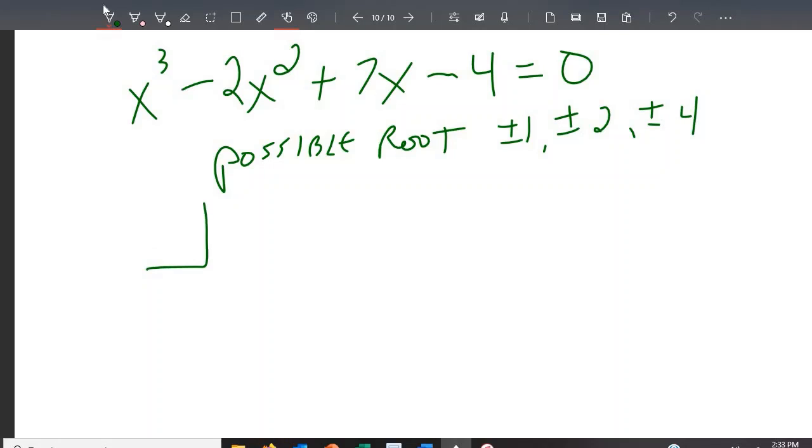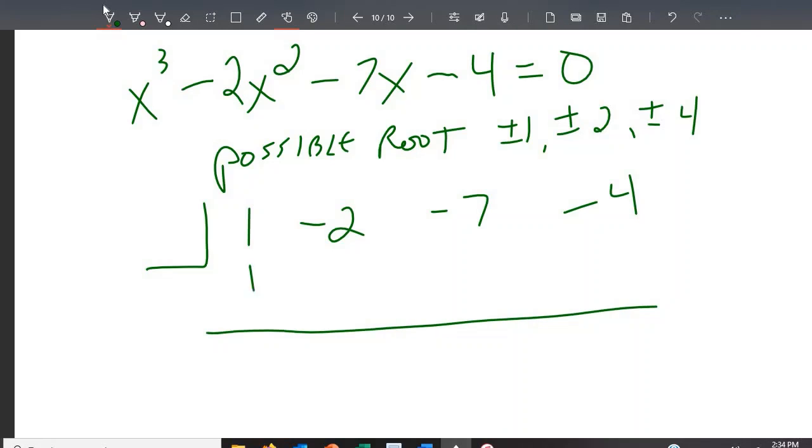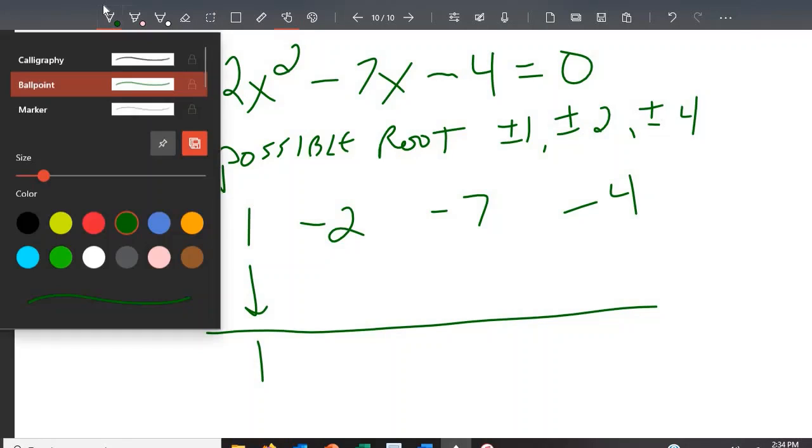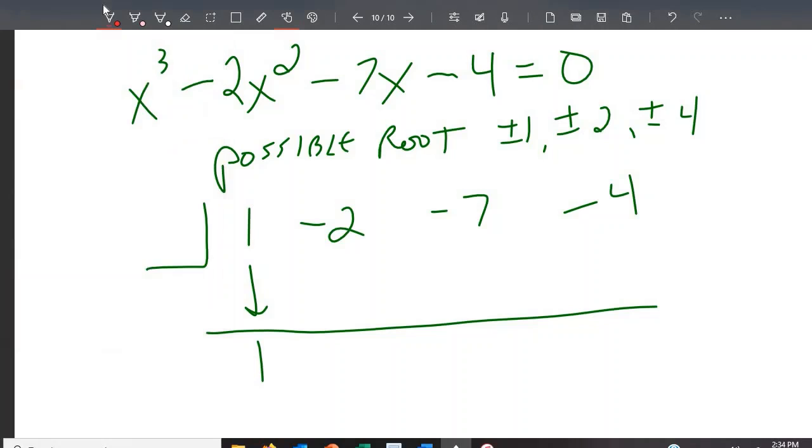And you set up your synthetic division. Whoops, that should be a minus 7. And that should be a minus 4. And you set it up just like normal. But this time, I don't know which number works, so we have to go check them. Literally check them. So I'm going to start with positive 1.